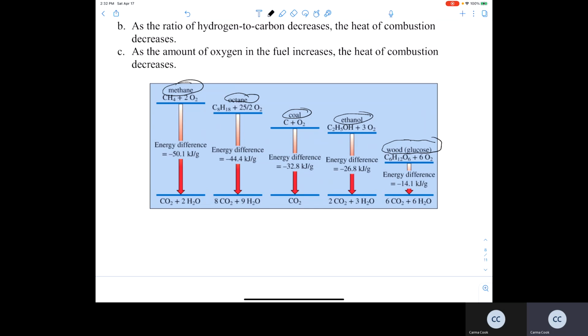What that means is that methane gives off more energy per gram than octane, which gives off more than coal, which gives off more than ethanol, and wood gives off the smallest amount of energy when it is combusted.